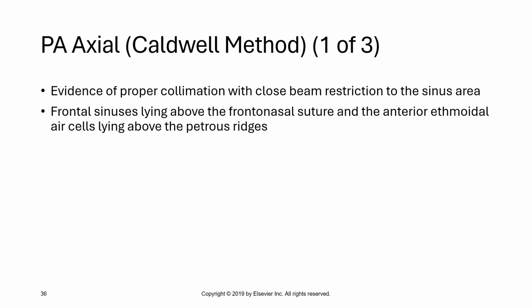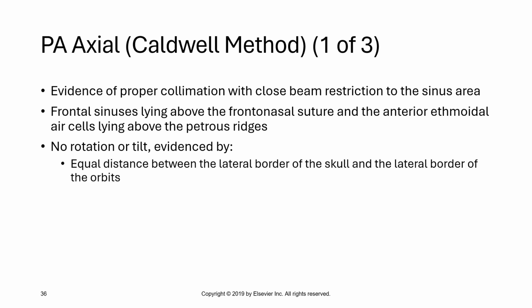Okay, frontal sinuses lying above the frontal nasal suture, and anterior ethmoid sinuses lying above the petrous ridges. Okay. No rotation or tilt. And how do we tell? Equal distance between the lateral border of the skull and the lateral border of the orbits. And that's going to be an important sign for all of our PA skull work, not just for sinus series.